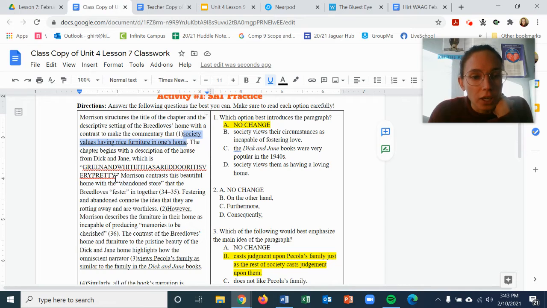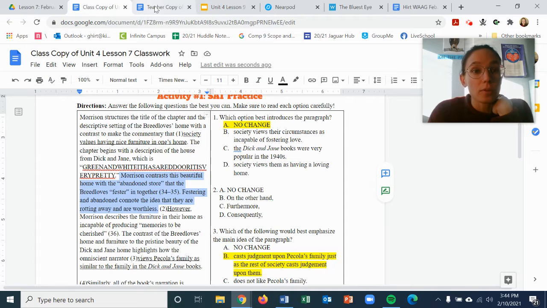I'm looking down here. Abandoned store, Breedloves. Morrison describes the furniture in their home as incapable of producing memories to be cherished. So I probably focused on this detail of furniture instead of figuring out what the main idea of the paragraph actually is. Looking again at the paragraph, it's not about the furniture, right? It's about the Breedloves and how their home represents sort of their worthlessness to society.